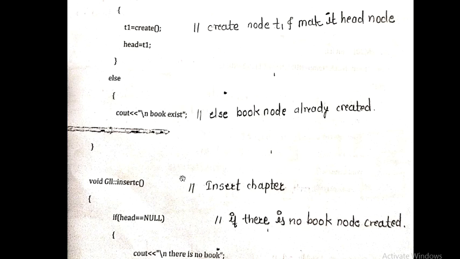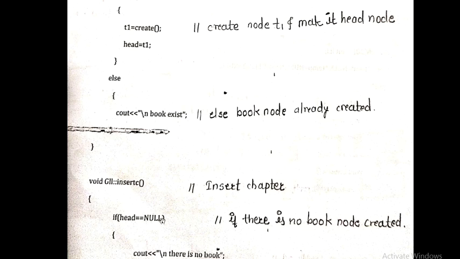So what is our first condition to be checked? We have to check whether my head is equal to null. If head is null, what does that mean? No book is inserted over there, and as there is no book, we cannot include chapters under that book. So if our head is equal to null, meaning no book node is created, then we have to say that there is no book, so we cannot create the chapters over there. Else, meaning if head is not null, a book is present over there, the name of the book is present, then we are going to execute the else part. What does the else part say?